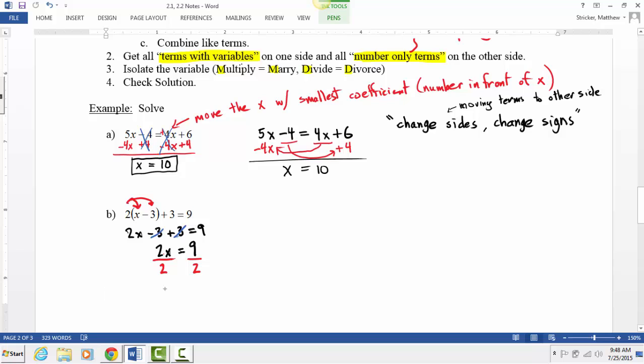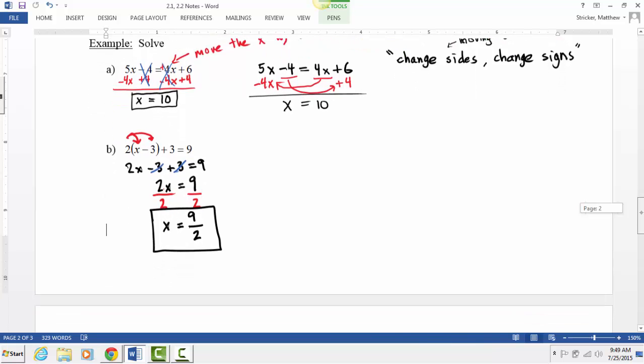So this becomes just x equals 9 over 2, which is an improper fraction, and I know some of us don't like to write it that way, but I'm alright if you just leave your answers as improper fractions. So there's our answer. And it's okay to have an answer that's a fraction. I know that's a little scary sometimes too, but we can do that as well.